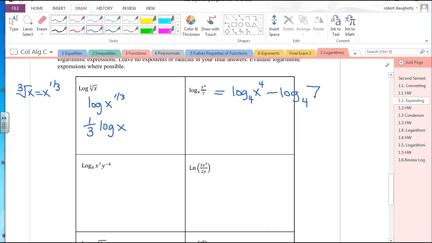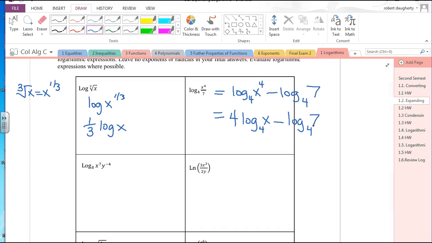Okay? Does everyone agree? That's the quotient rule. The log of x to the 4th divided by 7 is the same as the log of x to the 4th minus the log of 7. Now, you look at your answer on the right. Do you see quotients, products, or powers? There's a power. So how do I deal with it? How do I write log base 4 of x to the 4th? What do I do with that exponent? This is 4 times log base 4 of x minus log base 4 of 7.